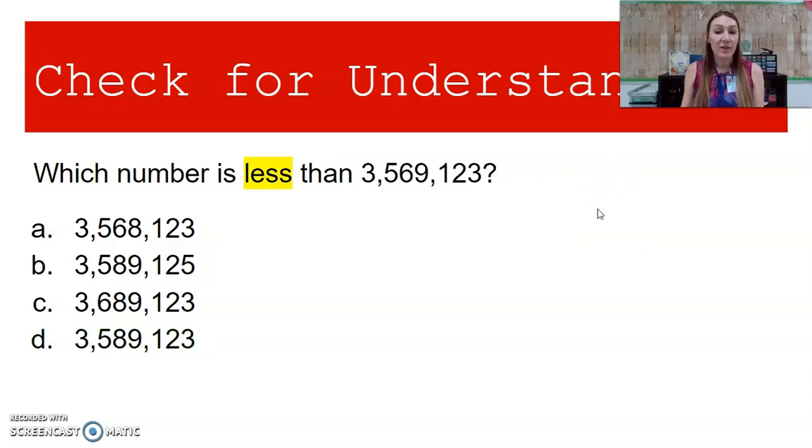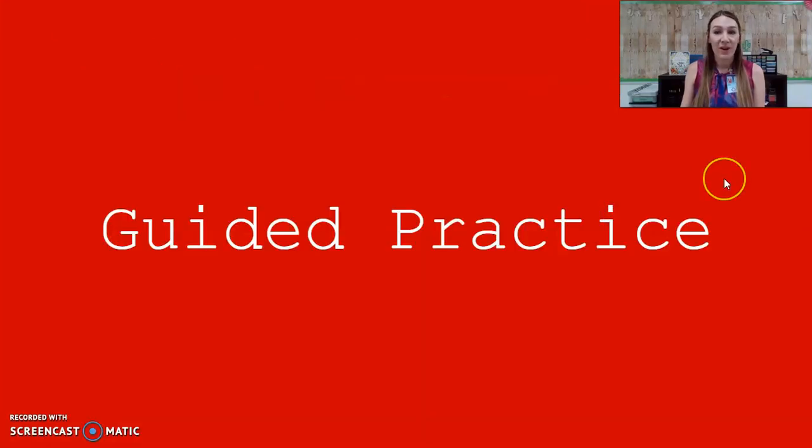Which number is less than 3,569,123? Go ahead and pause your video and find your answer. Letter A, 3,568,123 is less.